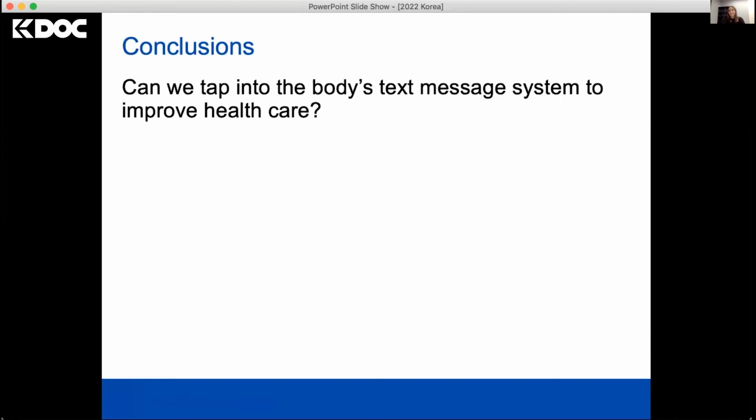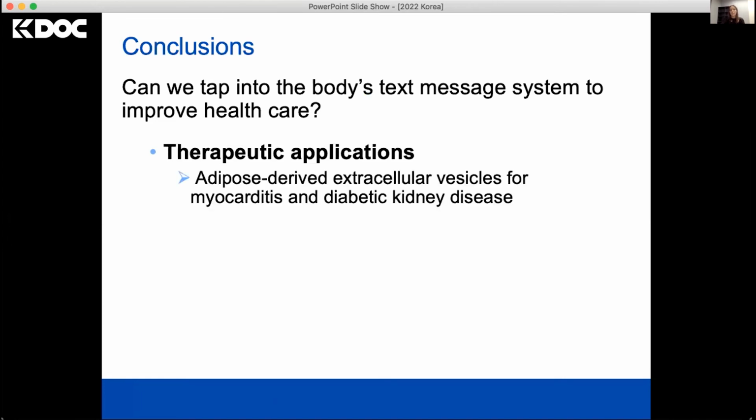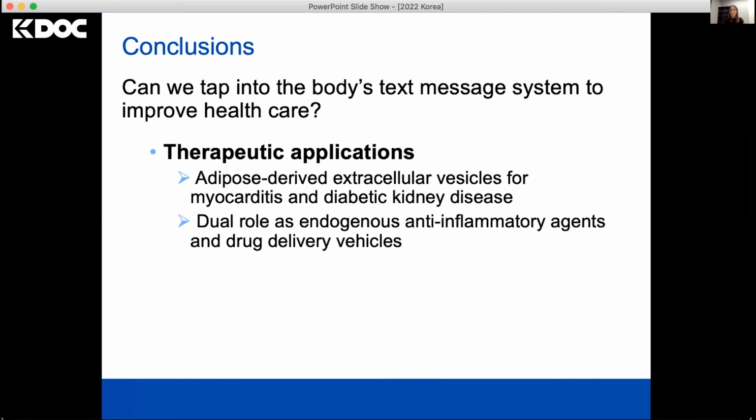So in conclusion, the main question we've asked is, can we tap into the body's text message system to improve healthcare? These extracellular vesicles are the text message system of the body. And we think we can do that for therapeutic applications, specifically focusing on adipose-derived extracellular vesicles because of their scalability, and looking at inflammatory diseases such as myocarditis and diabetic kidney disease, but also looking at their dual role. So not only their intrinsic anti-inflammatory properties, but also their use for drug delivery. And this enables various combination therapy approaches.